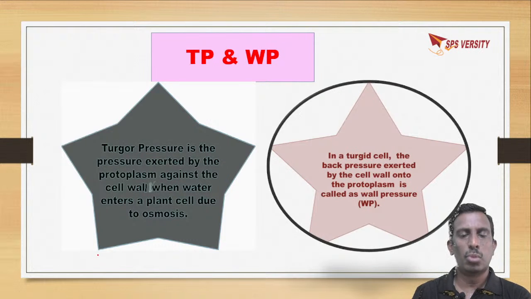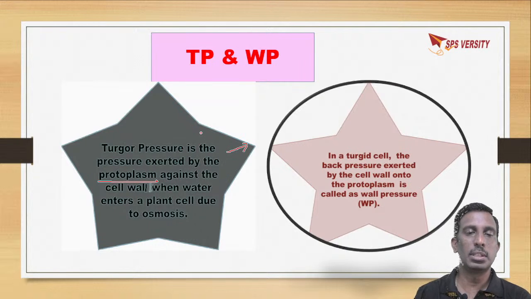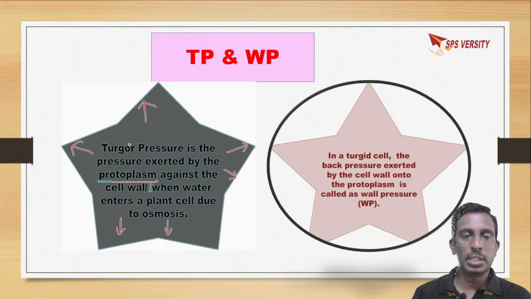Water present in the protoplasm, 90% of which is made up of water, will exert a pressure against the cell wall. The protoplasm is inside the cell and the cell wall is outside. So the water present in the protoplasm exerts pressure on the cell wall from inside to outside. This pressure is called turgor pressure.